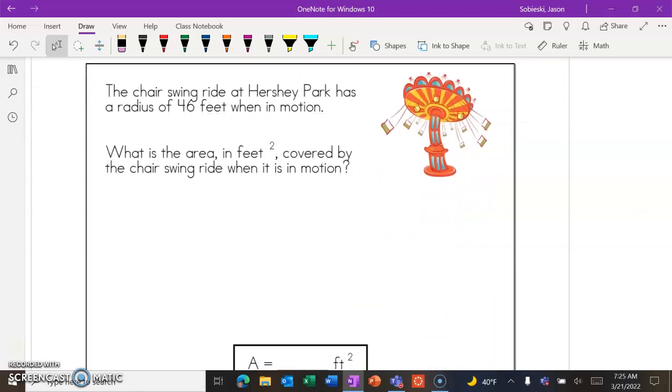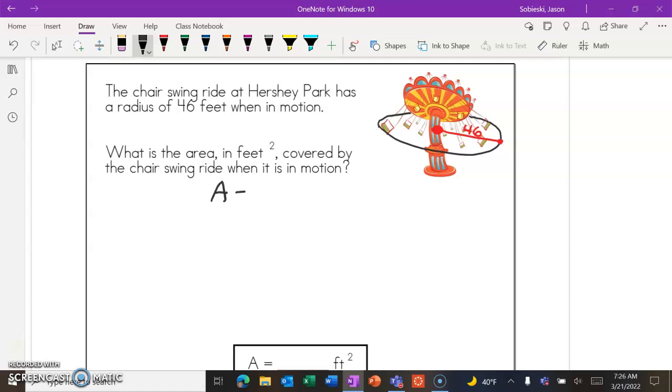Okay, moving on to our third page. So the chair swing ride at Hershey Park has a radius of 46 feet when in motion. So think about this ride at the amusement park, right? When it starts to go, the chairs that you're sitting in start to form a circle when you move. And we want to think about the circle that is made by those, what would be the area in square feet? So they tell us, and again, this is going to be a little hard to draw, but picture the circle that's formed by these going in their motion, right? They're telling us the radius, or from the center of the ride out to the edge, like the farthest that the swings could hang out, is 46 feet, which is what we're going to need for our area formula.